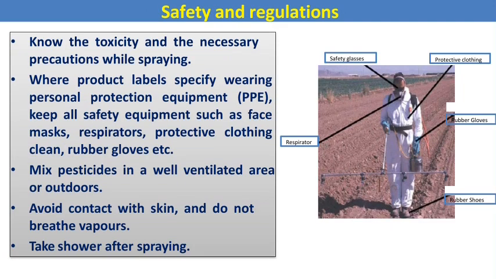Then safety and regulations. At the time of application of insecticides or pesticides in agriculture, we should wear safety dress and use safety items: a respirator, safety glasses, protective clothing, rubber gloves and rubber shoes. We should wear all of these at the time of application of the pesticides.